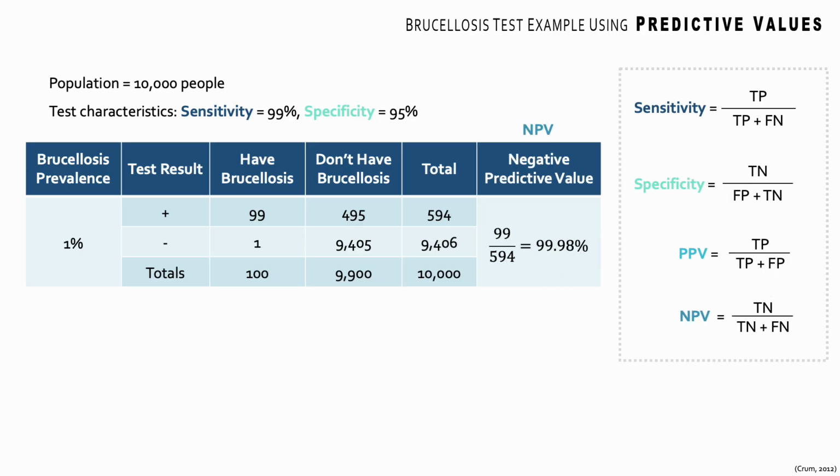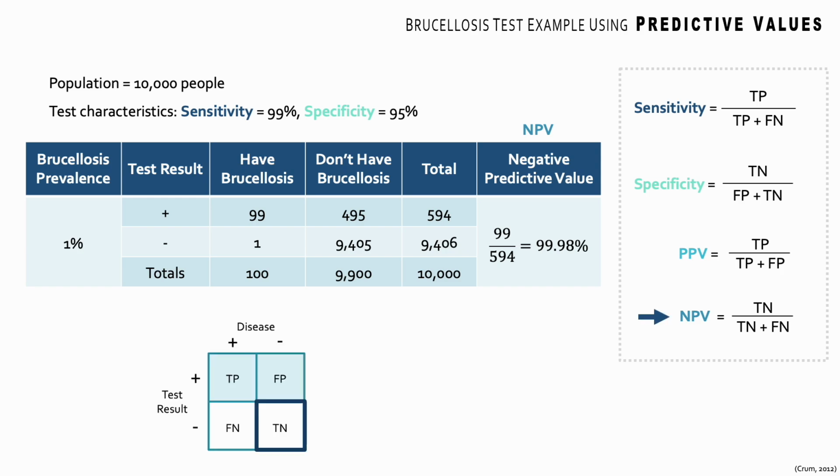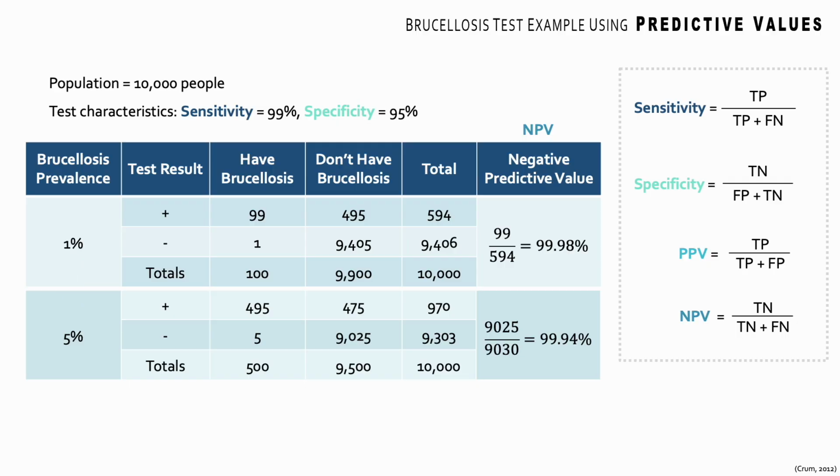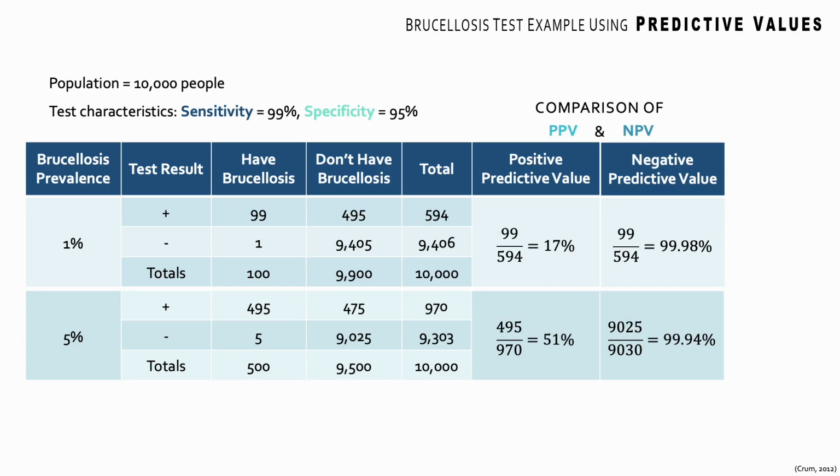Now let's look at the relationship between negative predictive value and disease prevalence. Negative predictive value is the true negatives divided by everyone who gets a negative test result, the true negatives plus the false negatives. With this test, when the brucellosis prevalence is 1%, we get a negative predictive value of 99.98%. And when the prevalence increases to 5%, we get a negative predictive value of 99.94%. So you can see from these examples that the negative predictive value isn't as dramatically impacted by an increase in prevalence compared to the positive predictive value.